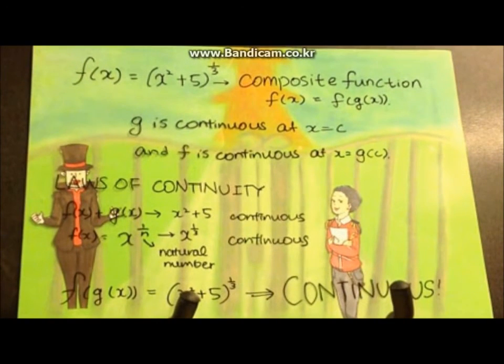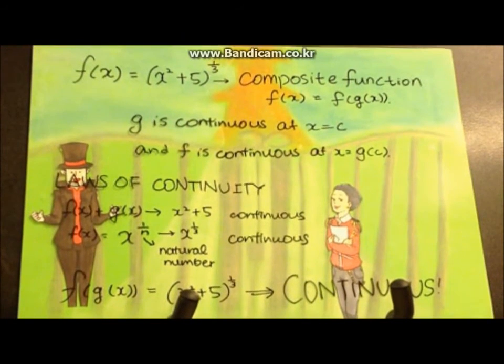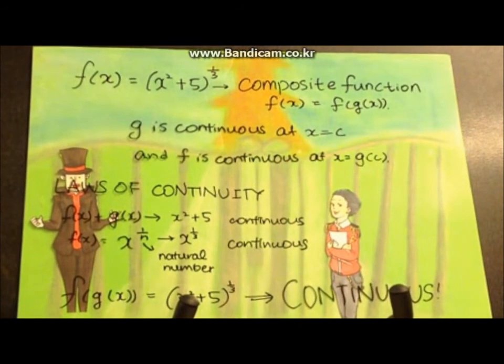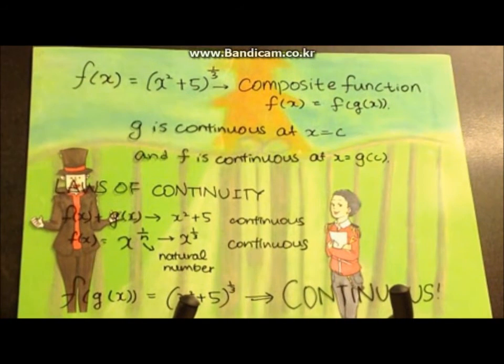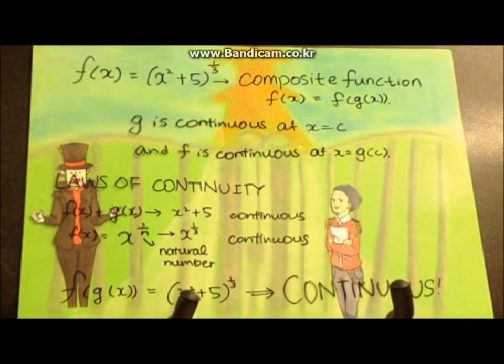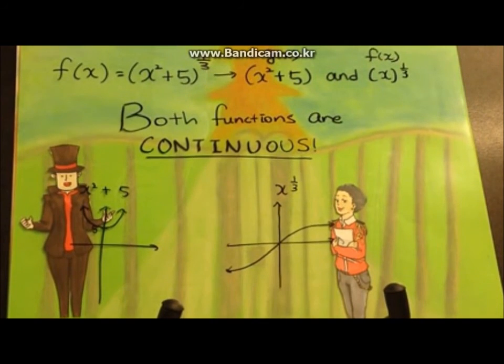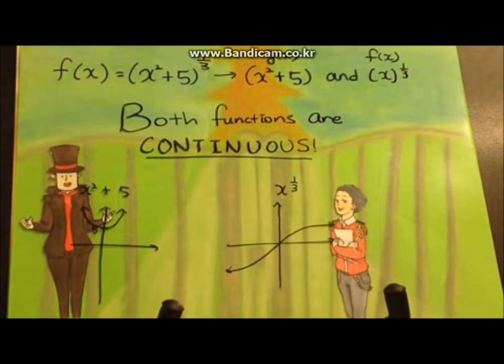The same law can be applied to question 2, x squared plus 5 to the power of 1/3, as a composite function f of x equals f of g of x, where g is continuous at x equals c, and f is continuous at x equals g of c. The two functions in this question are x squared plus 5 and x to the power of 1/3. By the laws of continuity, x squared plus 5 is a continuous function. X to the power of 1/3 is also a continuous function because the equation in the format of y equals x to the power of 1 over n is continuous on its domain, provided that n is a natural number. Therefore, the composite of these two functions is still continuous.